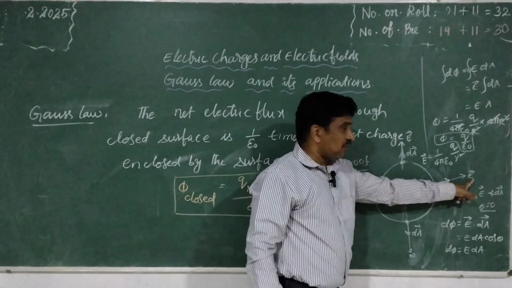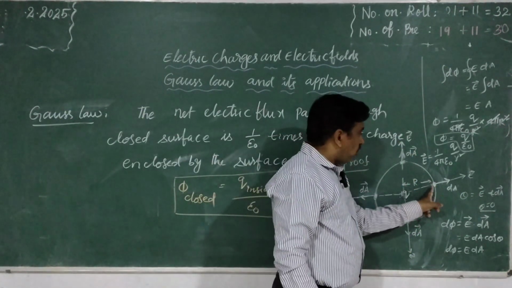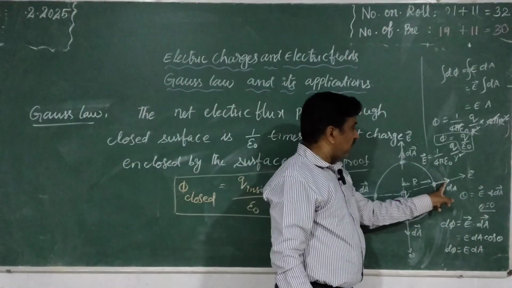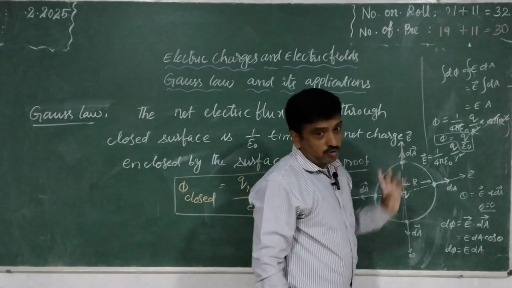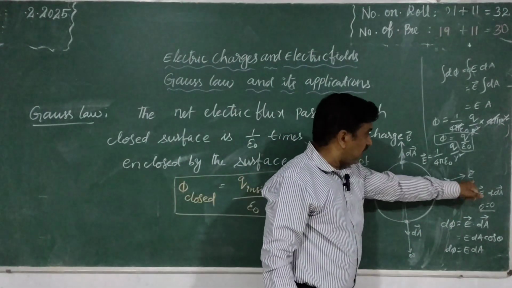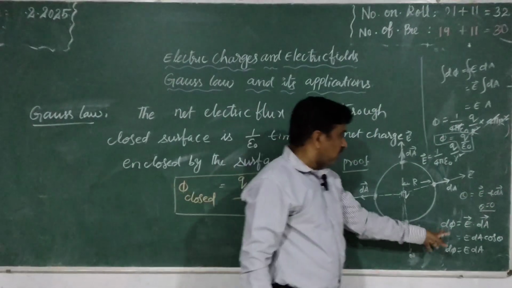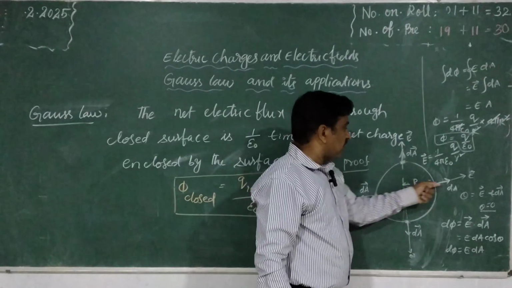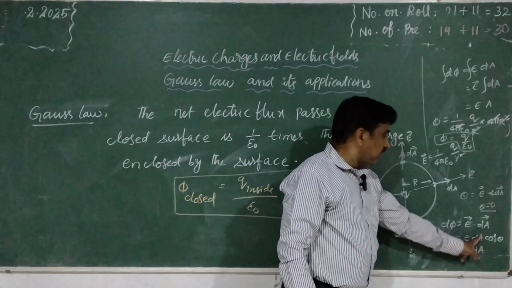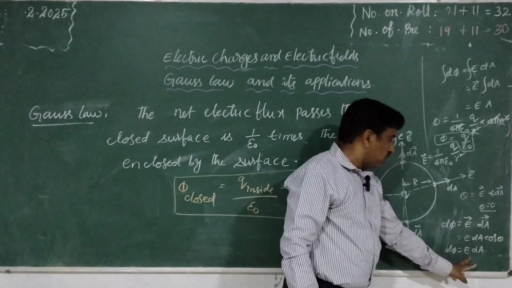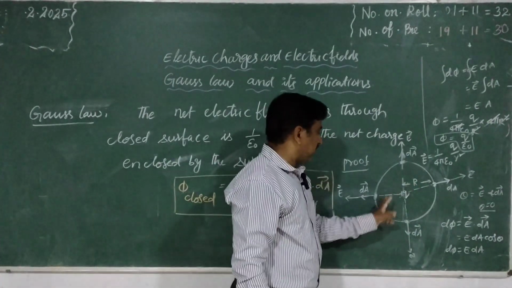Due to this, the electric field is radially outwards. Here we can select a small area dA. This area vector is always along the outward normal, that's why it is an area vector. The area vector and electric field are both parallel, so theta equals 0. The flux passing through this area is d phi equals E dot dA, E dA cos theta. Theta is 0, so d phi equals E dA.